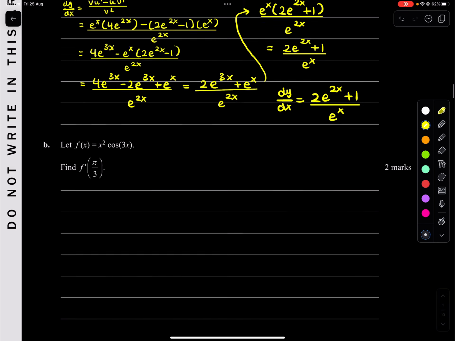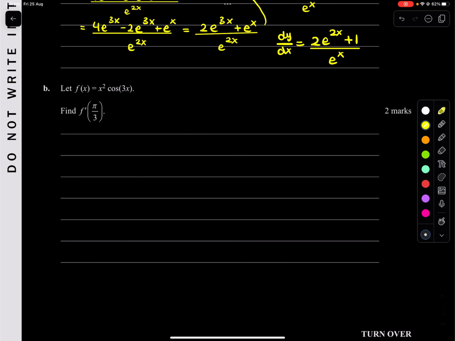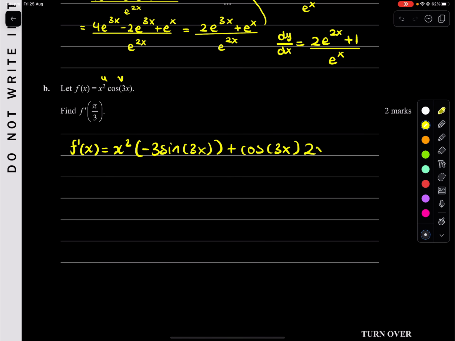Okay, next question. Let f of x equal this. Find f'(x) when x is pi on 3. Okay, so f'(x) is what? So that's your u and that's v, so we're going to use the product rule. So it will be x squared times minus 3 sine 3x. Is that right? Yep. Plus cos 3x times 2x.